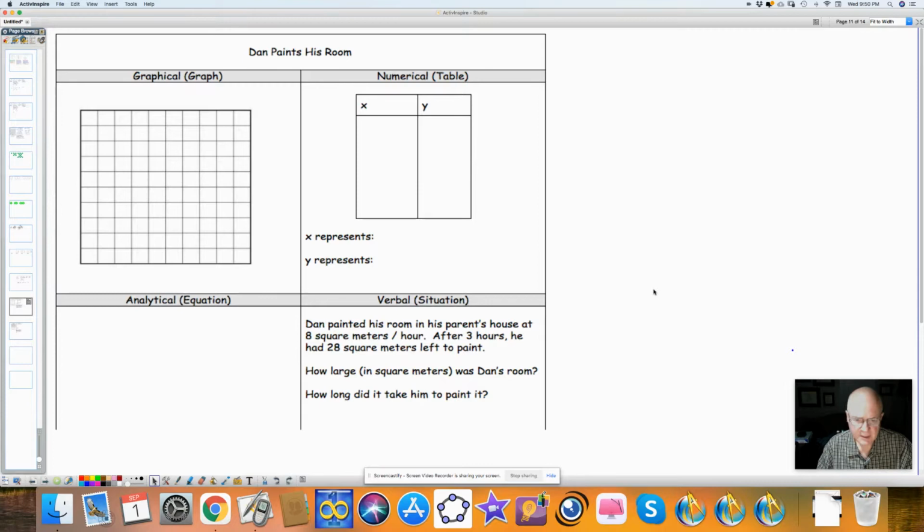story. Dan painted his room at his parents' house at 8 square meters per hour. After 3 hours, he had 28 square meters left to paint. How large in square meters was his room? How long did it take him to paint it?